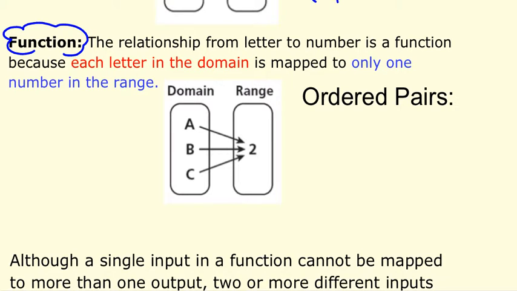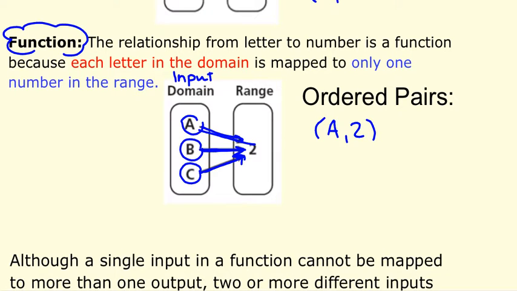You can go ahead and read that now. Each value in the input, or the domain, is mapped to a range. So there's 1A heading out to a range, 1B heading out to a range, and 1C heading out to a range. It's okay that you have multiple of the same range. So as ordered pairs, this is (A, 2), (B, 2), and (C, 2).